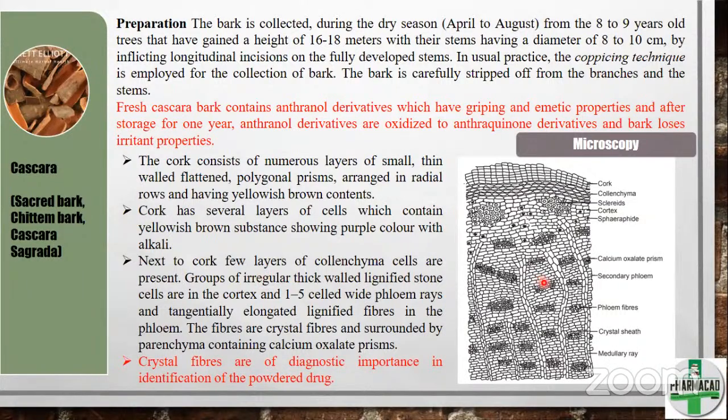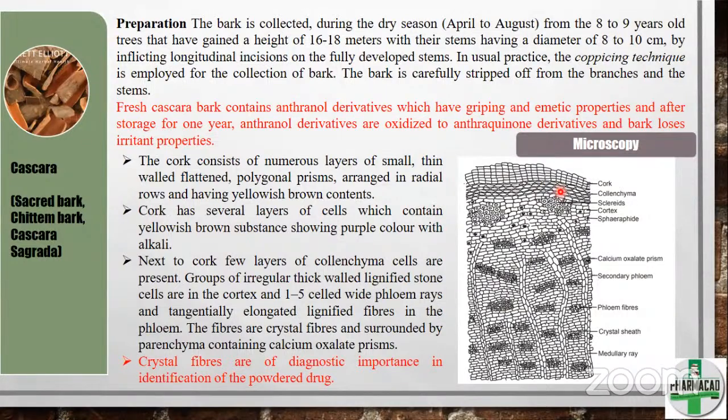Now, what does fresh cascara bark contain? It contains anthranol derivatives which have griping and emetic properties, and after storage for 1 year, anthranols are oxidized to anthraquinone derivatives and the bark loses its irritant properties.